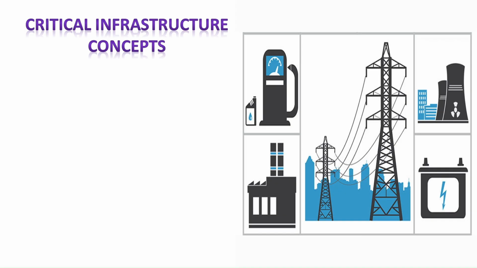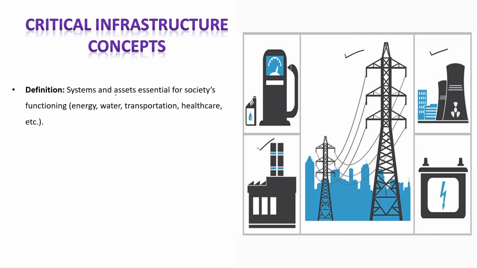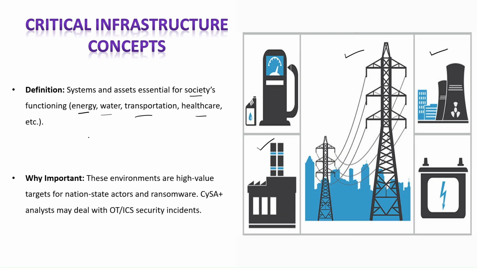Now coming over to critical infrastructure concepts. By critical we mean the power grids, the nuclear energy, and other industrial setups. These are systems and assets that are essential for society's functioning, such as energy, water, transportation, healthcare, etc. Why are these important? These environments are high-value targets for nation-state actors and ransomware. So CySA analysts may deal with OT and ICS security incidents.